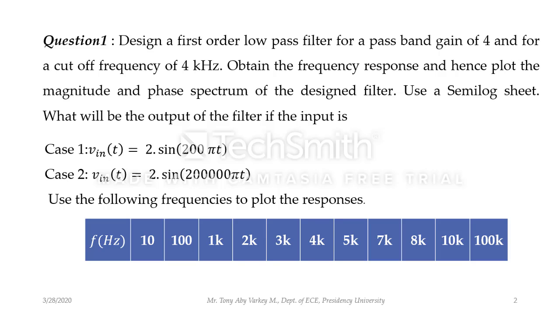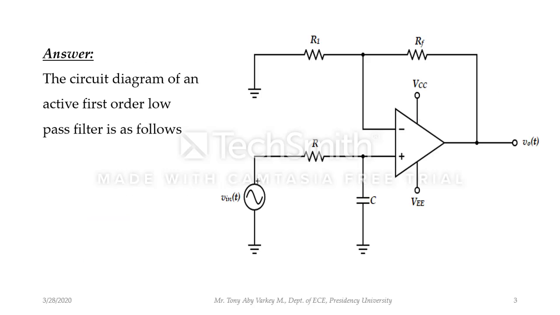To plot the frequency response, that is the magnitude spectrum and the phase spectrum, I'm giving a set of frequencies: 10 Hz, 100 Hz, 1 kHz, 2 kHz, 3 kHz, 4 kHz, 5 kHz, 7 kHz, 8 kHz, 10 kHz and 100 kHz. I hope the question is clear.